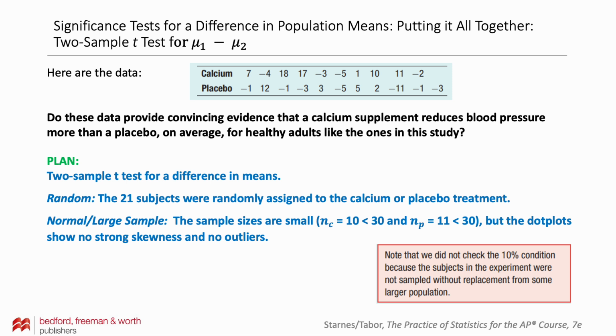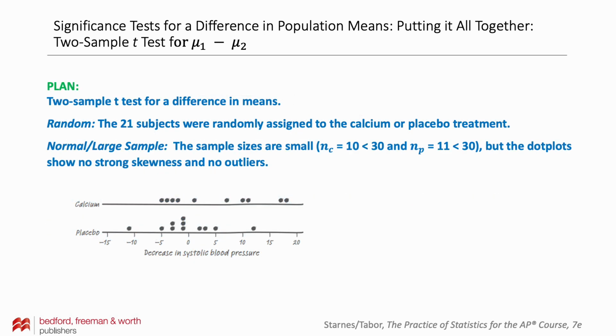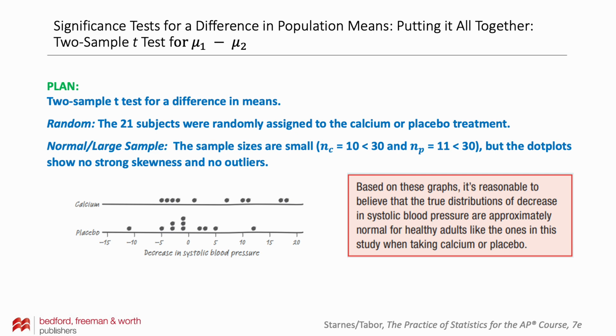We do need to check always the large sample, and notice that 10 is actually less than 30 for both the calcium and the placebo, right? One is 10, which is less than 30, the other one's 11, which is less than 30. Doesn't work out. But if we do the dot plots for each of those, well, it doesn't show a strong skewness and no outliers. So because it doesn't show it, all 3 conditions here were met.